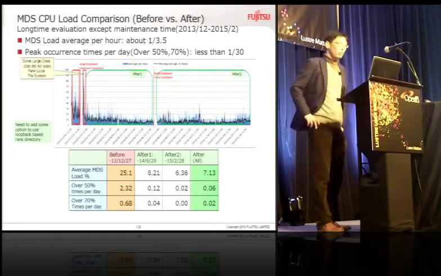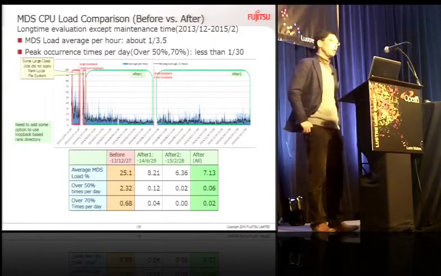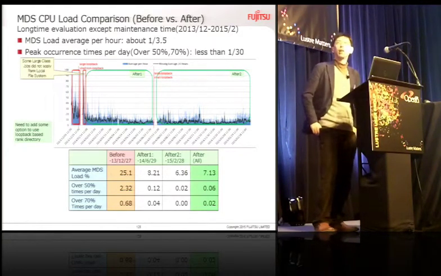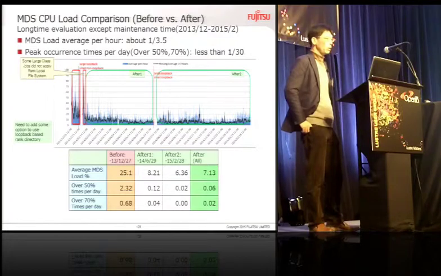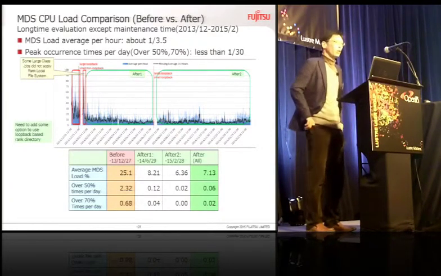And the third topic is the MDS CPU load comparison, before and after. This is a very long evaluation, excluding maintenance time, from maybe December 2013 to the end of February 2015.